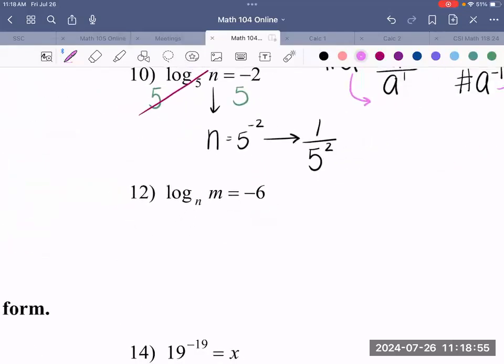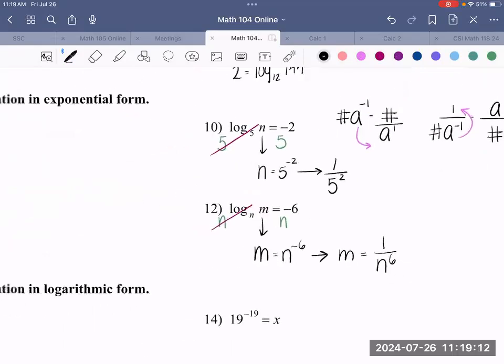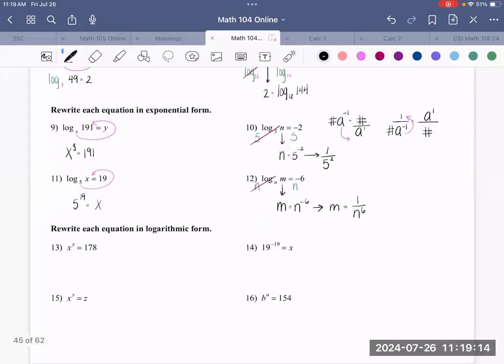And one more time. We're writing the base this time in n, cancel. m is equal to n to the negative 6. So m is equal to 1 over n to the 6th power. And the reverse.